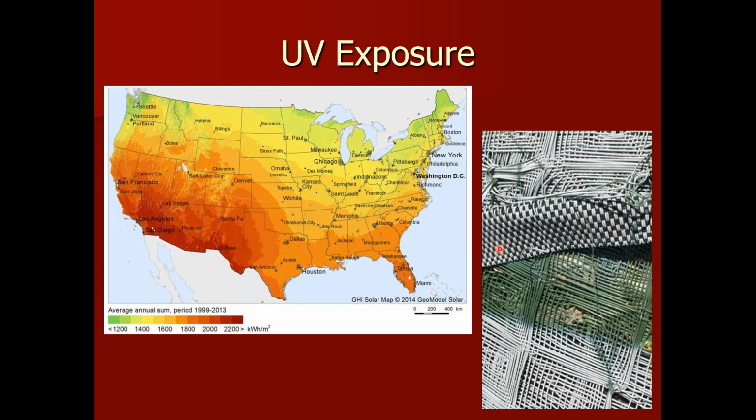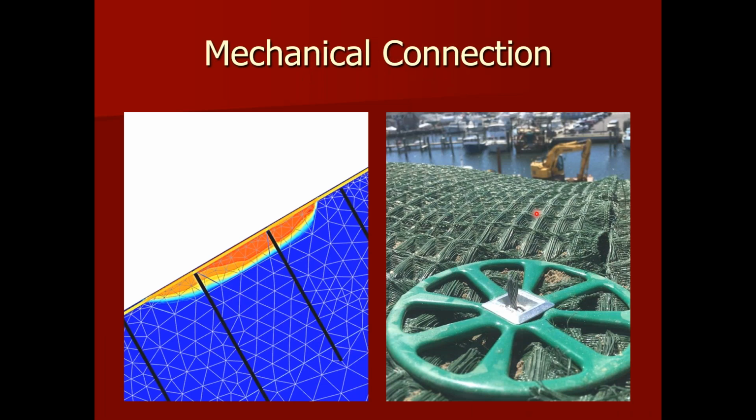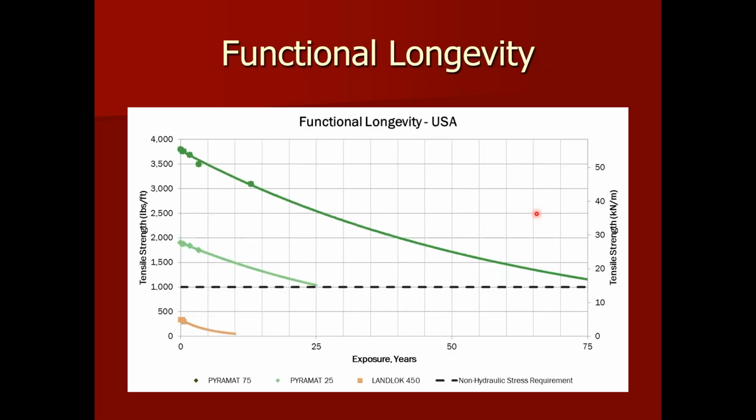You can see the map on the left of high UV areas in the United States. So a geographic area of a project is one of the key components that we have to investigate when we're actually designing, is to know what sort of vegetation and sunlight exposure we expect to have. You can see on the right side here the degradation just because of sun. So UV exposure is a key component in determining the strength of a TRM, certainly with its mechanical connection capabilities, but most importantly with what we call functional longevity.